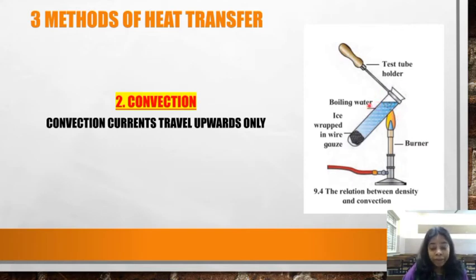So just to make it heavy, we are wrapping it in wire gauze and then placing it at the bottom of the test tube. And then when we are heating this test tube from the end, we will observe that this ice is not melting. Why is this ice not melting? Because when you heat this water, the convection currents are going to travel up only. They will not come down. So this activity shows us that the convection currents only travel upwards.